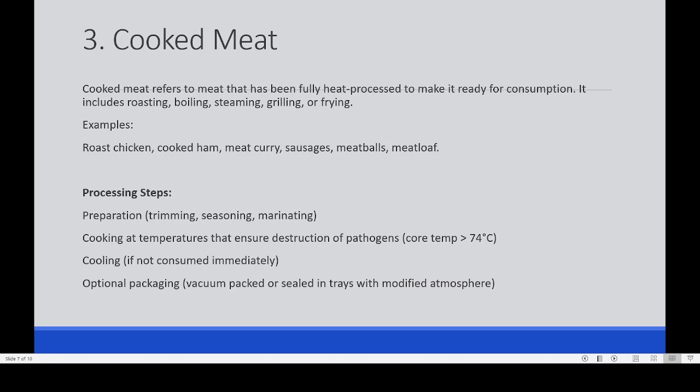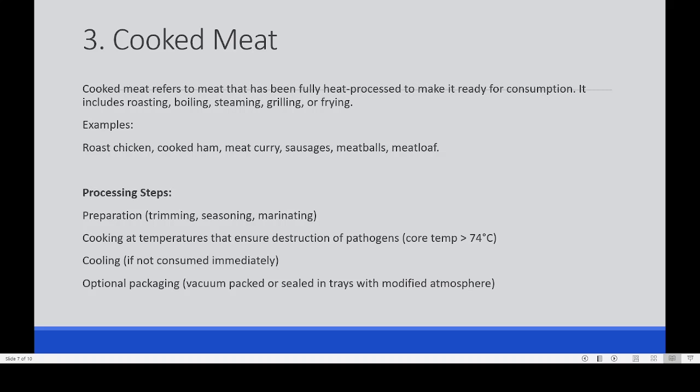So this way the cooked meat will be appearing, and it also has to be packed properly. These are all cooked meat. Here you can see the steps: first preparation, trimming, cutting into small pieces. Then seasoning, that is applying some masala-type item. Then marinating, which means the same. Then cooking at a temperature that ensures destruction of the pathogen, most of the time up to 74 degrees centigrade.